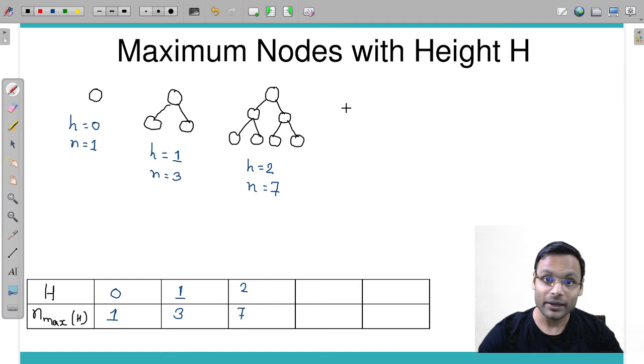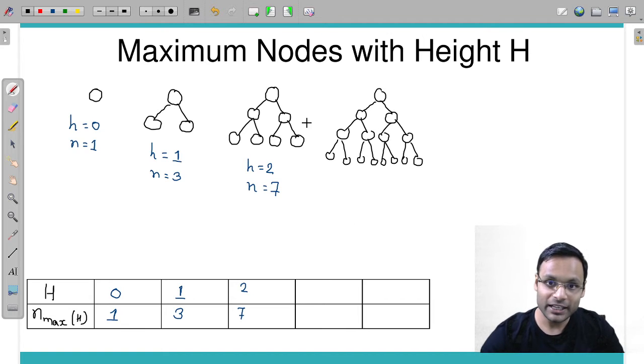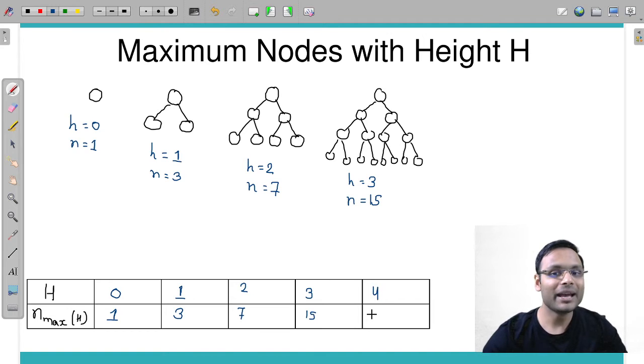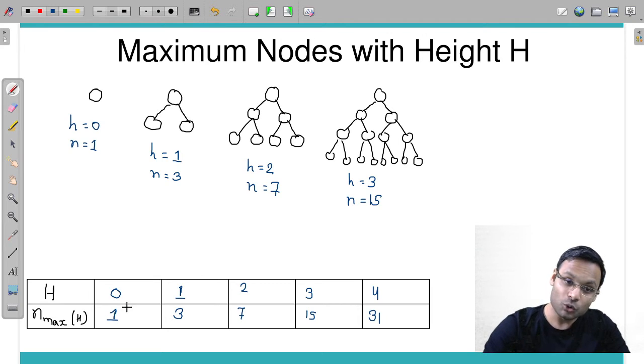And then let's have one more example. Let's increase the height by one more level. If you increase the height by one more level, 1, 2, 3, 4, 5, 6, 7 and 8 more. 8 plus 7, 15 nodes you are having. So when height is equal to 3, number of nodes is 15. Of course, for height 4, you will have a total of 31 nodes. So this 31 is 2 power 5 minus 1. This is 2 power 4 minus 1, this is 2 power 3 minus 1, this is 2 power 2 minus 1, this is 2 power 1 minus 1.